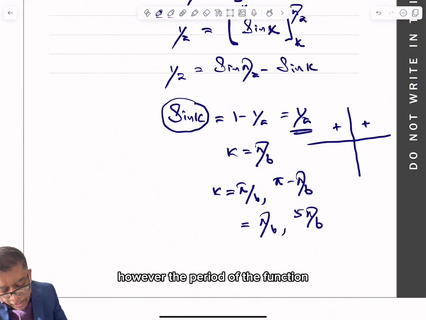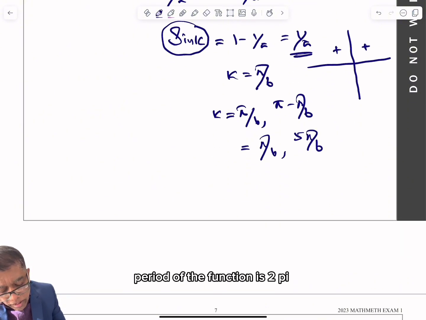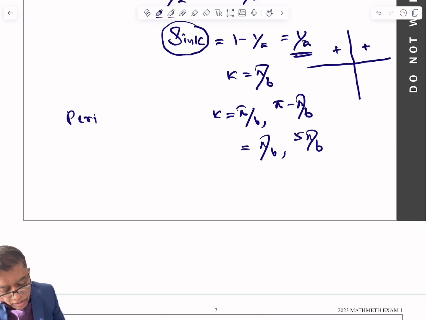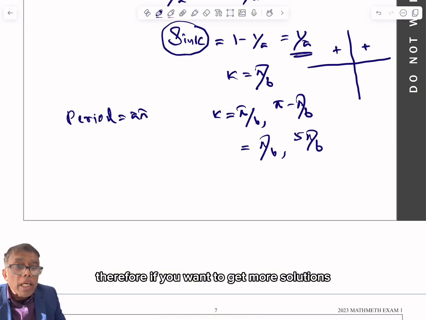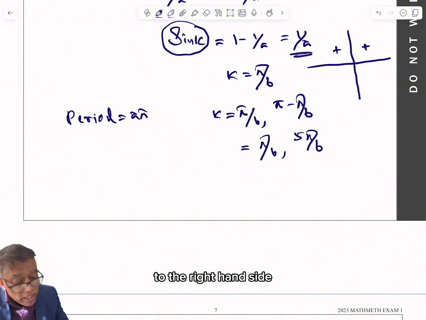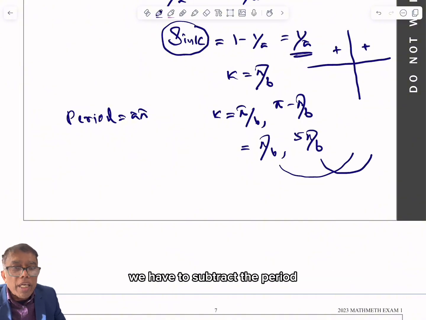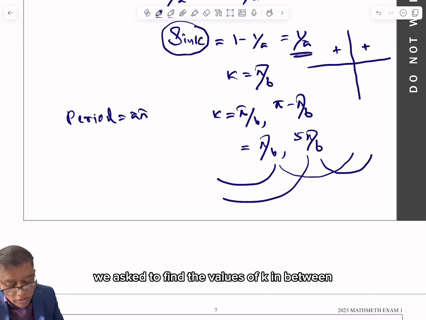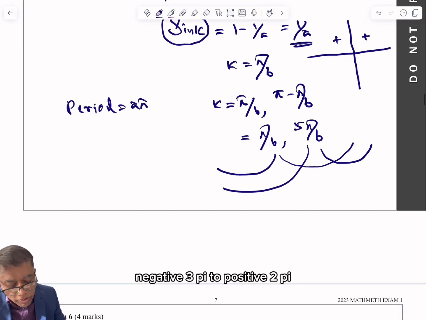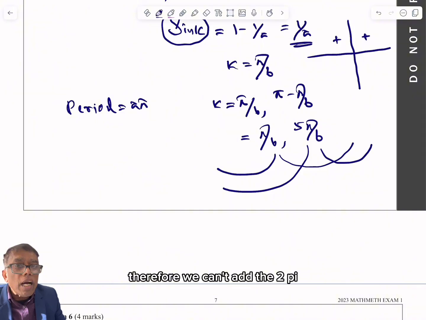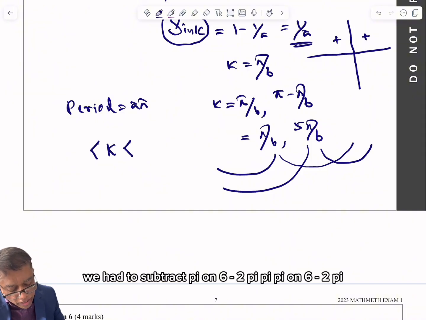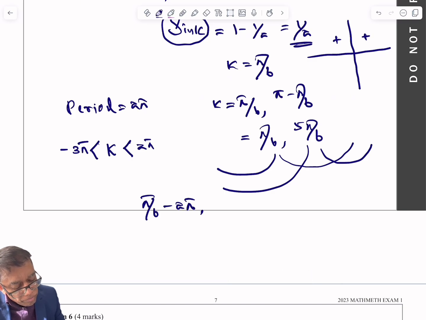However, the period of the function is 2 pi. Therefore, if we want to get more solutions, to the right hand side we have to add the period, or to the left hand side we have to subtract the period. We are asked to find the values of k in between negative 3 pi and positive 2 pi. Therefore, we can't add 2 pi. We have to subtract: pi on 6 minus 2 pi, 5 pi on 6 minus 2 pi. So the values are pi on 6 and 5 pi on 6.